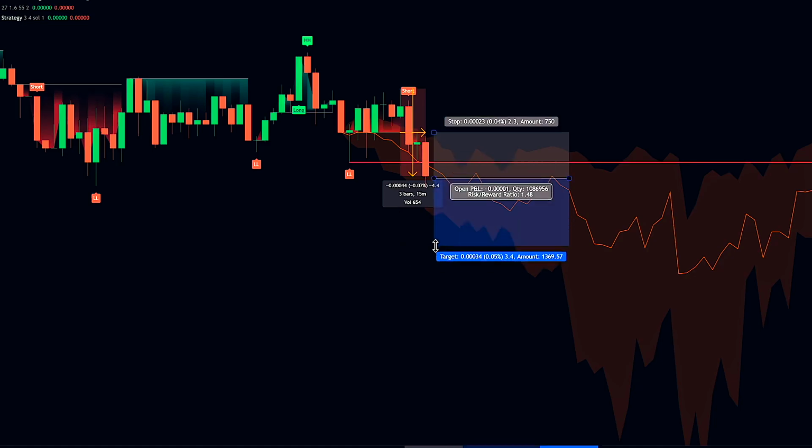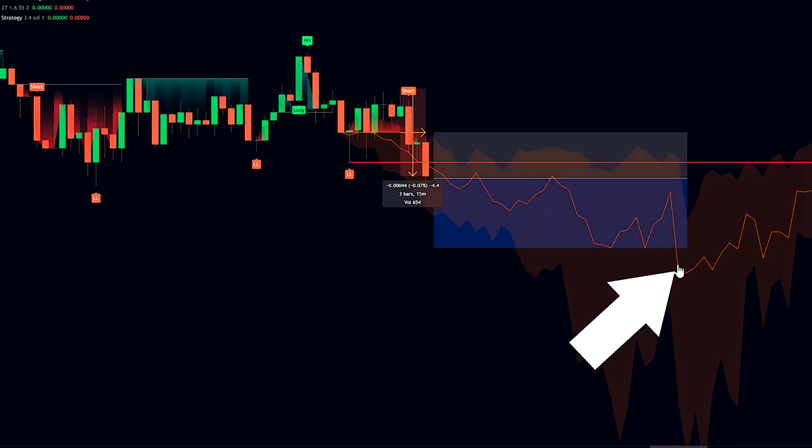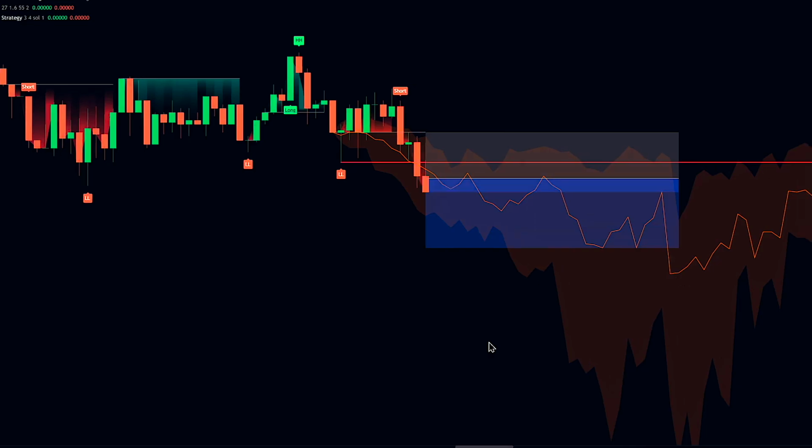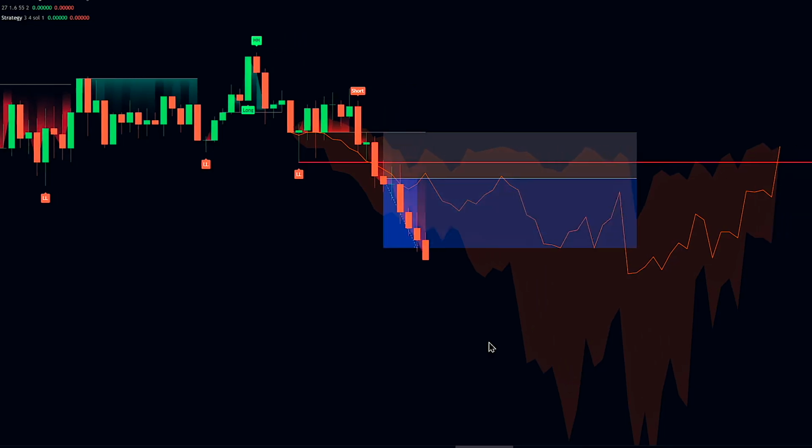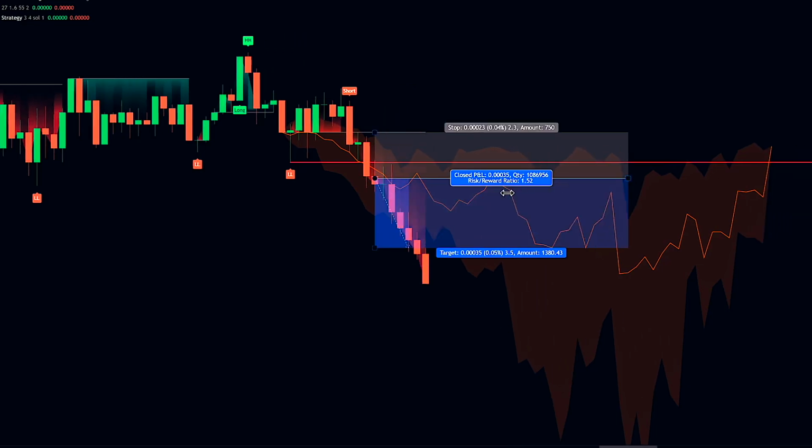Drag the tool to the right and check if the orange line from the forecast dips past your take profit level. Like in this case, it does, boosting our odds of hitting that take profit. Let the trade play out, and once again, it ends up being a solid win.